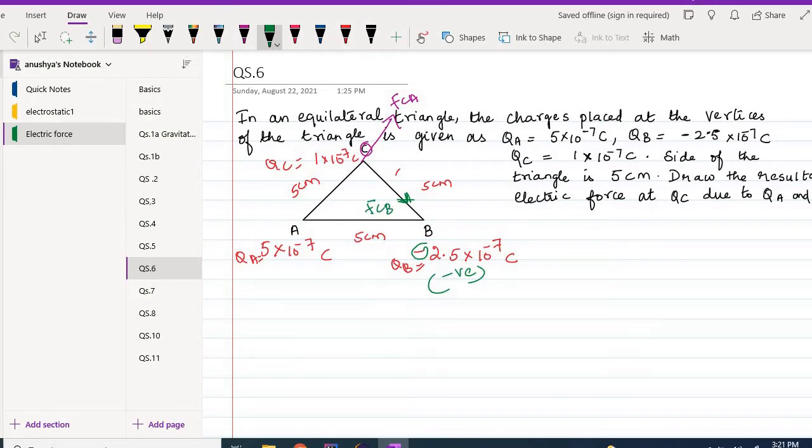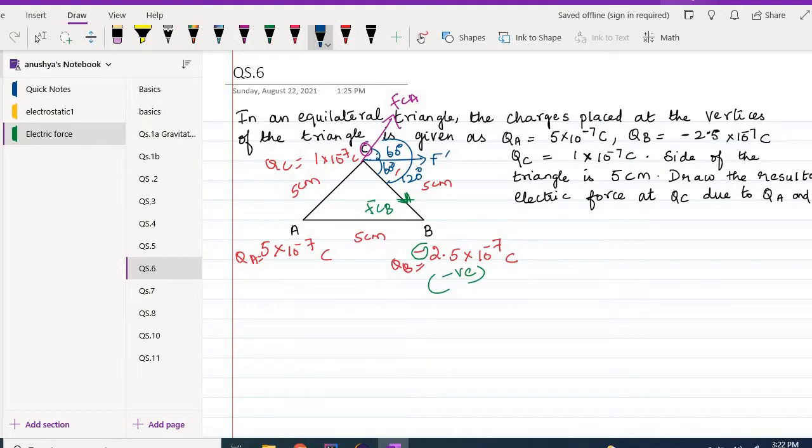Then what could be the resultant? The resultant vector will be between FCA and FCB. This is your resultant F dash. So the angle found will be 60 degree, so 60 degree, total 120 degree. Total angle is 120 degree. So you'll get the resultant diagram F dash in this way.